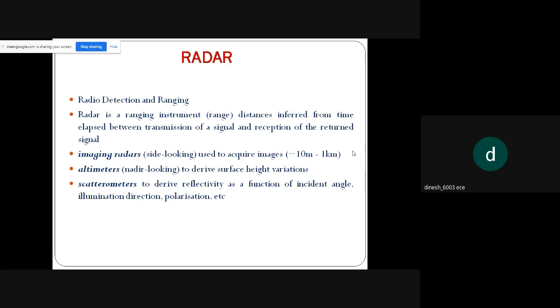So there are side-looking imaging radars, which are used to acquire images with a resolution of 10 meters to 1 kilometer. Then we have the altimeters, which are nadir looking to derive the surface height variations. Then we have the scatterometers that derive reflectivity as a function of incident angle, with an illumination direction and polarization of the radars.